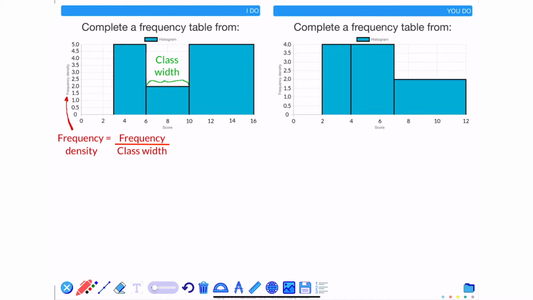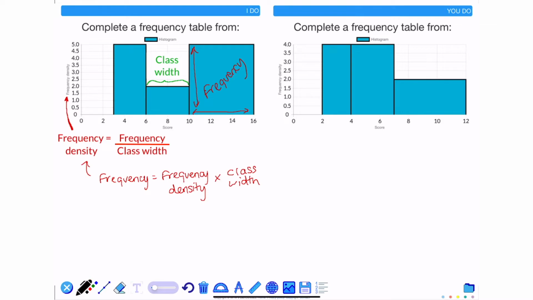The height of each bar on a histogram is a frequency density, frequency divided by the class width, but rearranging this formula gives frequency is equal to the frequency density times by the class width. We can see that the frequency represents the area of each bar. The class width multiplied by the frequency density would give me the area, which is frequency.